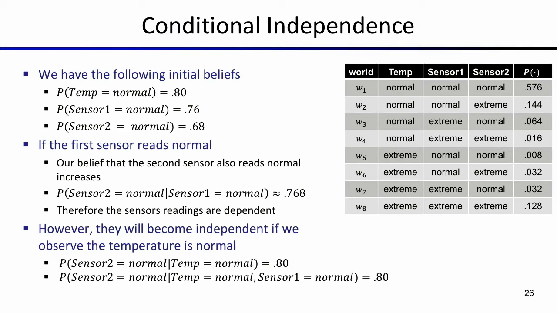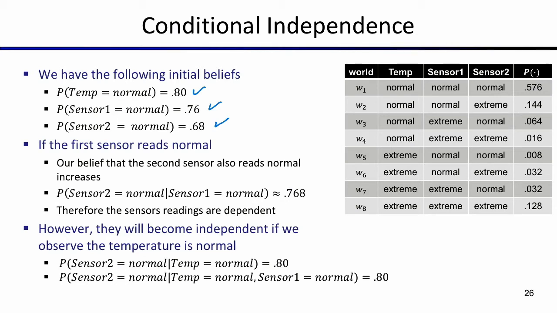The probability of temperature being normal is 0.8. The probability of sensor 1 being normal is 0.76. And the probability of sensor 2 being normal is 0.68. So they are not exactly the same, but they are correlated in some way. We can imagine that these two sensors are maybe close by in the same room. So if I know the reading of one sensor, that will change the probability of the reading of the other sensor. Those two sensors are not independent from each other.